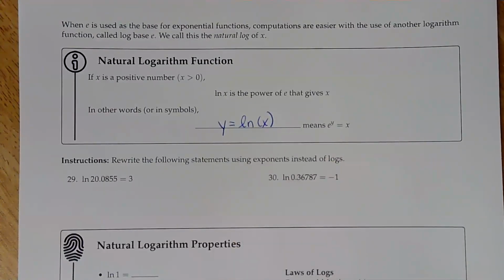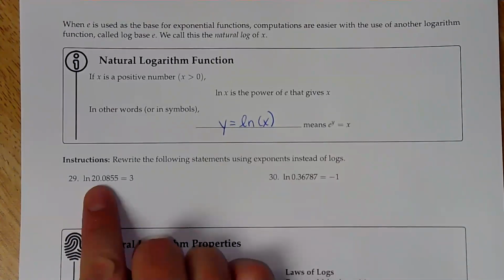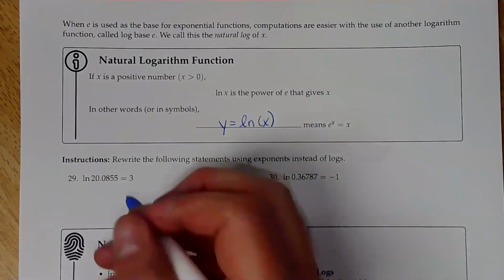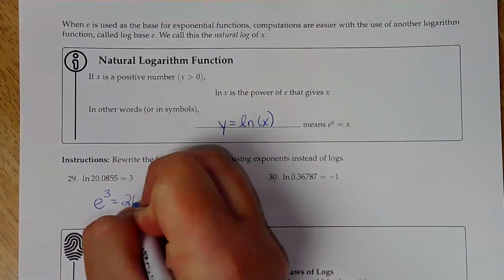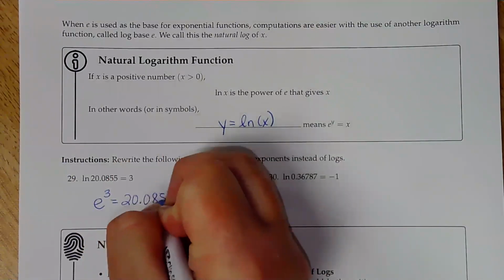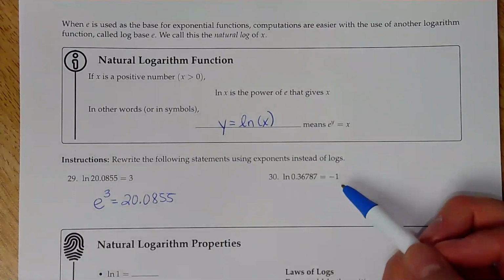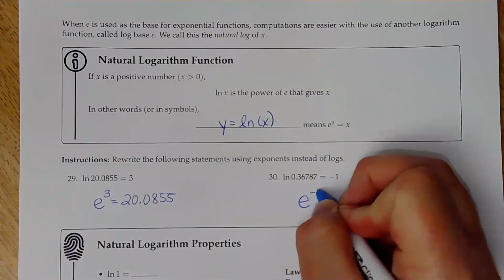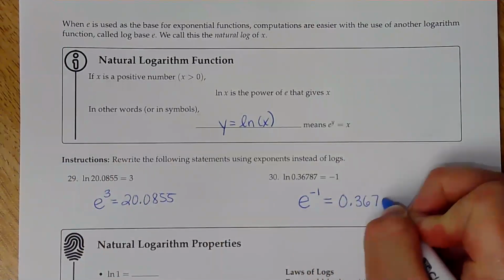We're going to rewrite these statements using exponents instead of logs. So ln of 20.0855 is equal to 3. I can rewrite that as e to the third is equal to 20.0855. And then ln of 0.36787 is equal to -1. It's the same as saying e to the -1 is equal to 0.36787.